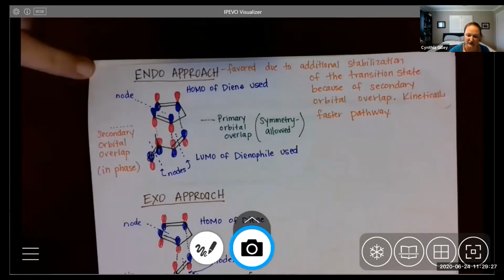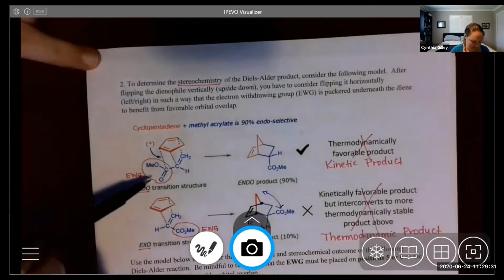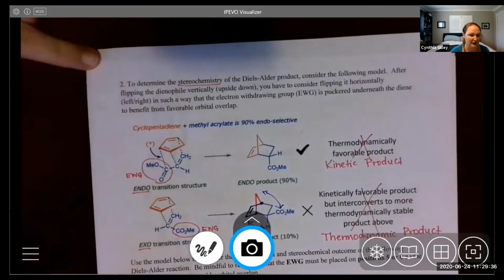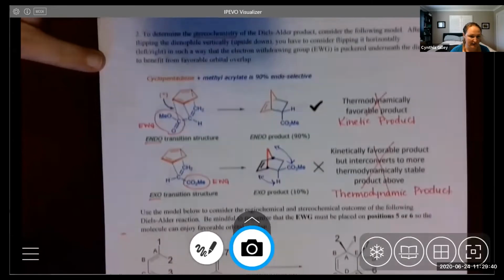So that's essentially what's happening, right? When we just have this picture of saying, okay, this is a good interaction here. It's really the p orbitals that are leading to that favorable interaction.